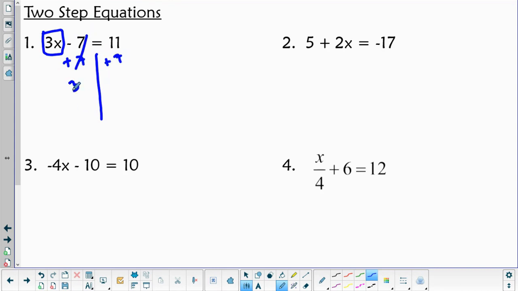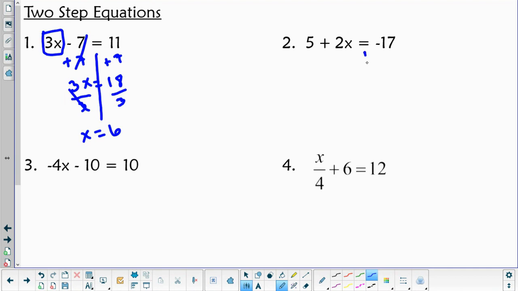Okay, so we have 3x equals 11 plus 7 is 18. Now I can take care of the 3. 3 is connected to x by multiplication, so the inverse would be to divide by 3. All right, so these cancel out. x equals 18 divided by 3 is 6. So we did 2 steps that time. We added and then we divided.